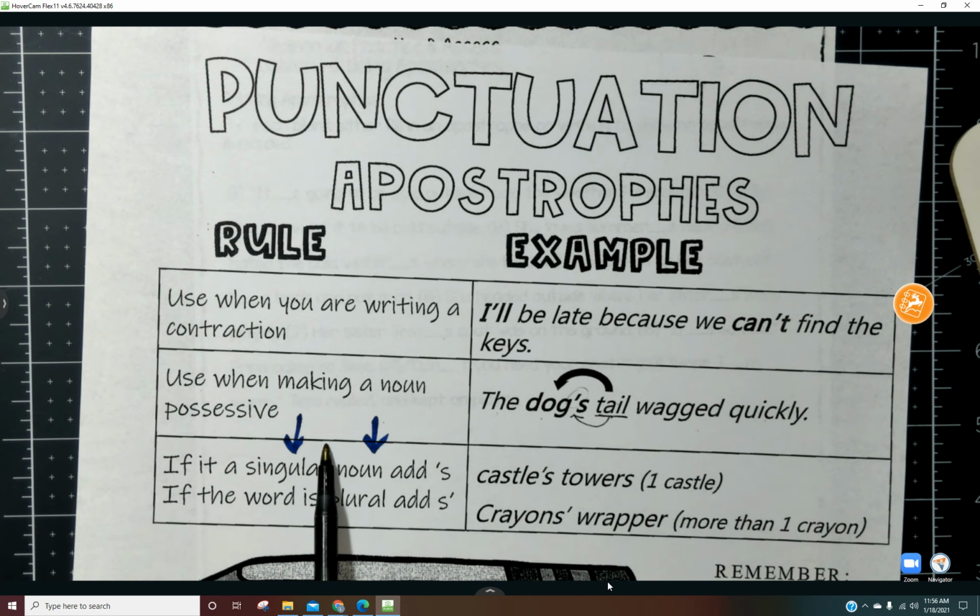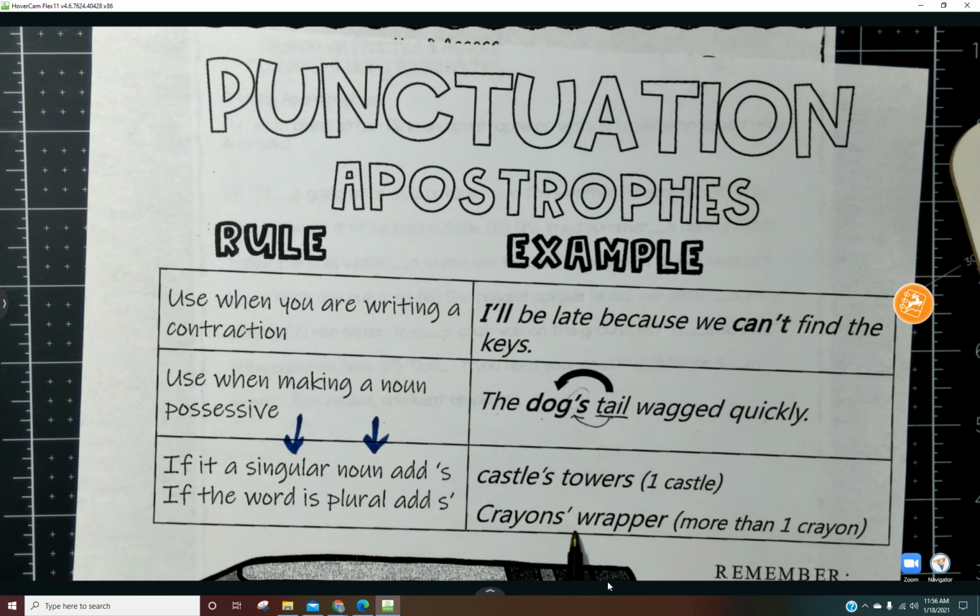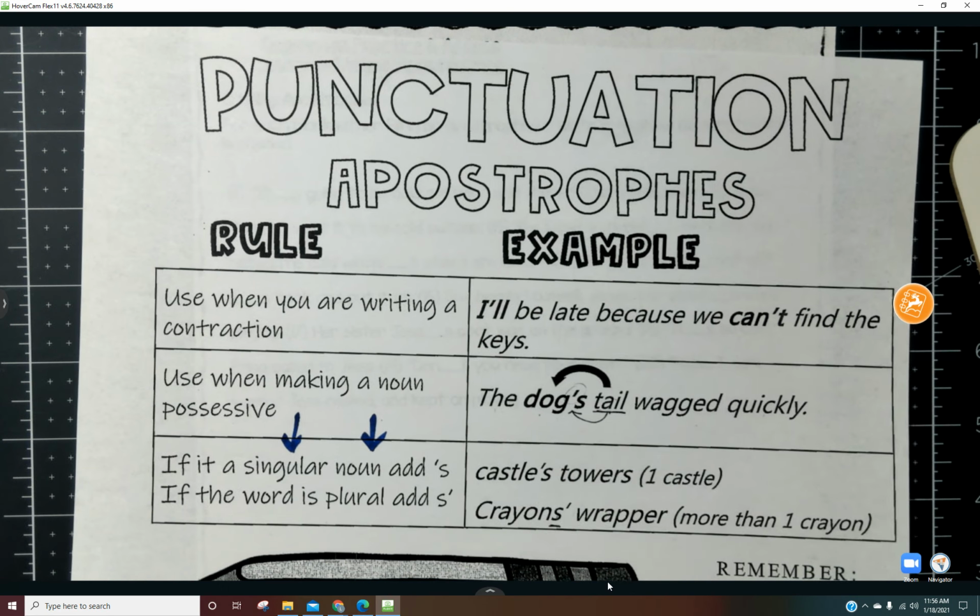So continuing with the possessives or ownership, if it's a singular noun, we just add apostrophe S like we did up here. There was only one dog and its tail. If we have more than one, like here, all the crayons in the box, not just one, more than one, so all of the crayons' wrapper. So we put the apostrophe after the S to show that there is more than one. If I only wrote it as crayon apostrophe S, then it would just mean one crayon. But because there's more than one, we put S apostrophe. We'll get more into that later on.